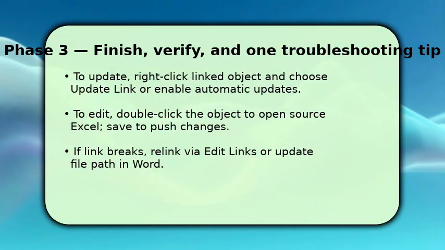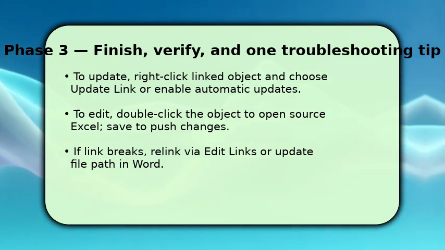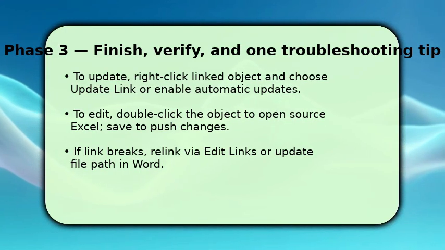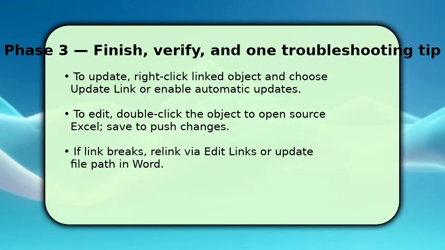Finish by testing the connection. Right-click the linked object and choose Update Link to pull current data. You can also set automatic updates in link settings. If you need to edit, double-click the object to open the source Excel file, make changes, and save.